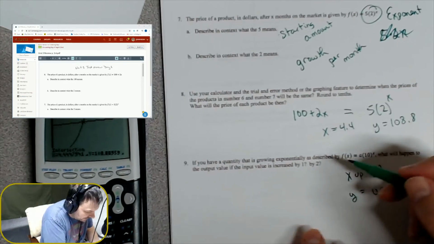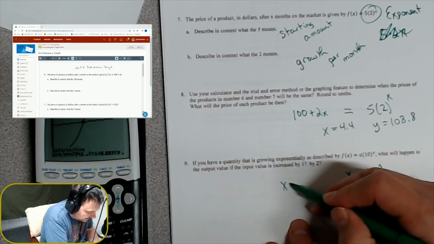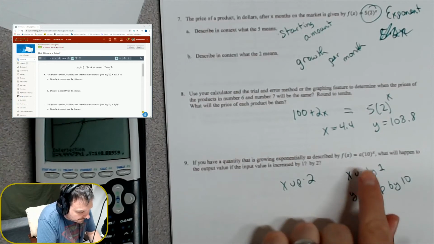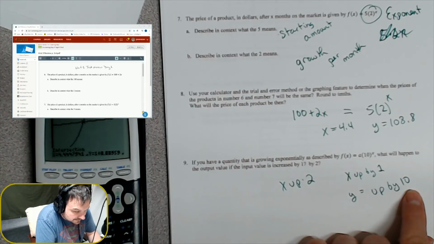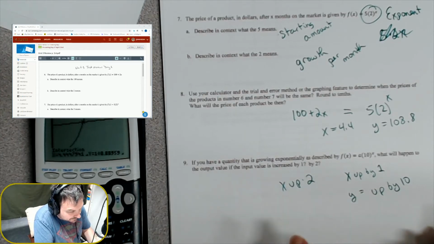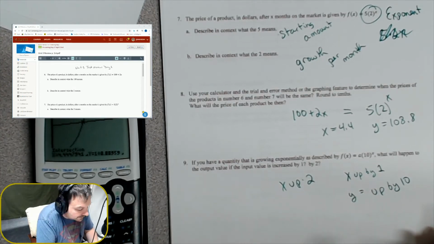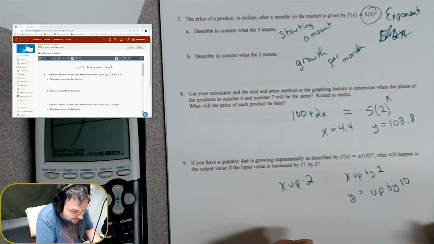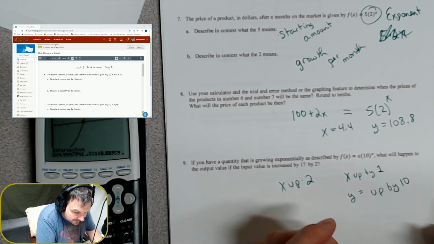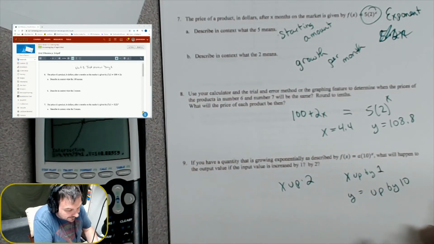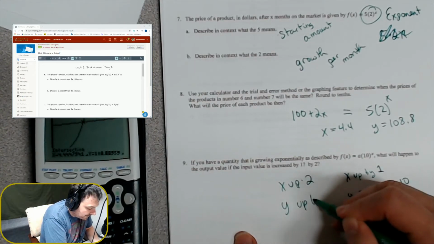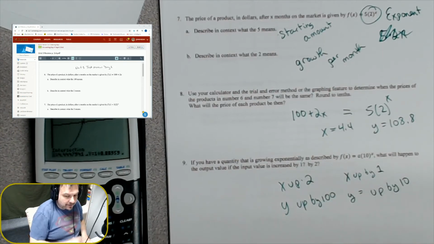Okay, so now when x goes up by 2, here comes the point. X goes up by 2. The y doesn't go up by 20. That would be linear. It goes up by 10 and 10 again. Now, what are we supposed to do with exponents? If you're thinking linear, you're going to say it went up by 10 and 10 again. That's 20. That's linear. You're adding. Exponentials, we multiply. So if it goes up by 10 and then 10 again, remember we have to multiply those. So the y goes up by 100.